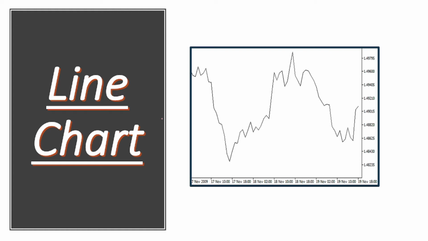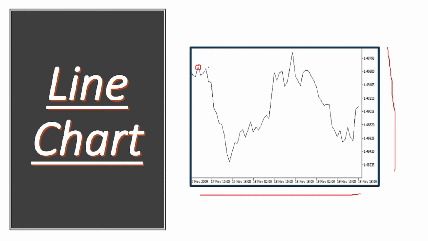If we see here, this is a line chart, and the x-axis represents the time period, and the y-axis represents the price of the security. Basically, a line chart is also called a close-only chart. Now let us try to understand why it is called a close-only chart. It is plotted considering the closing price of a security in a particular time period.